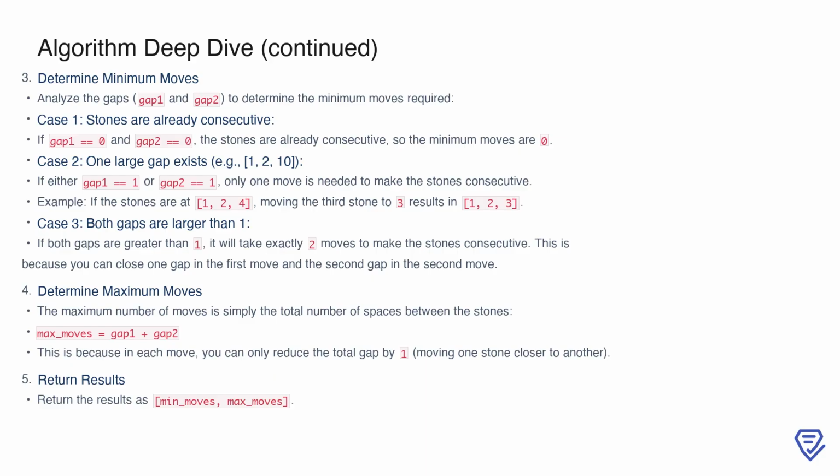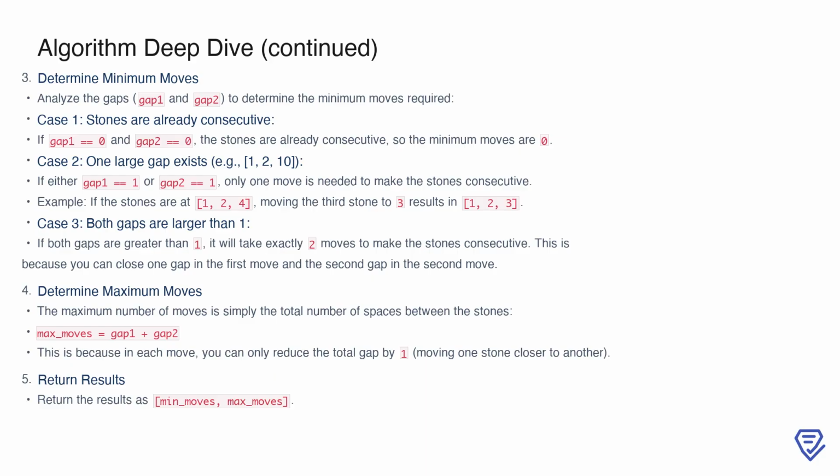In scenarios where one gap is exactly 1, such as 1, 2, 4, only one move is required to bring the stones together. For example, moving the stone at 4 to 3 results in 1, 2, 3. However, if both gaps are greater than 1, like in the case 1, 4, 7, it will take exactly 2 moves to make the stones consecutive.